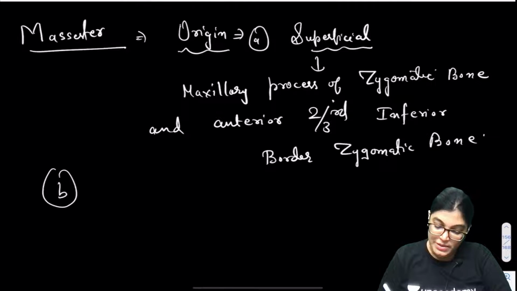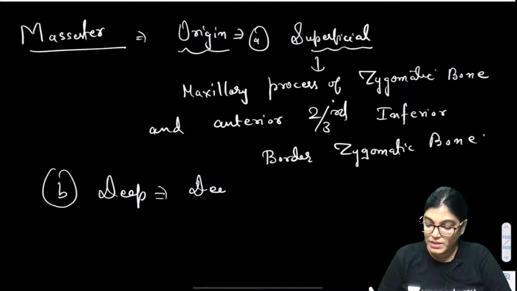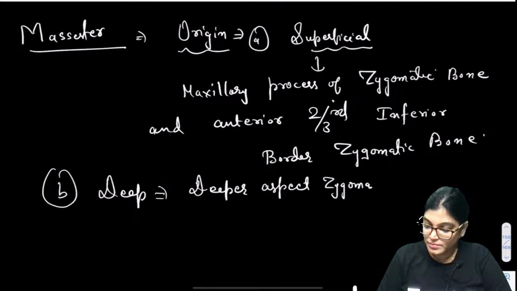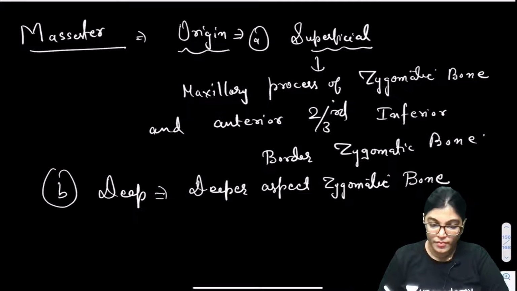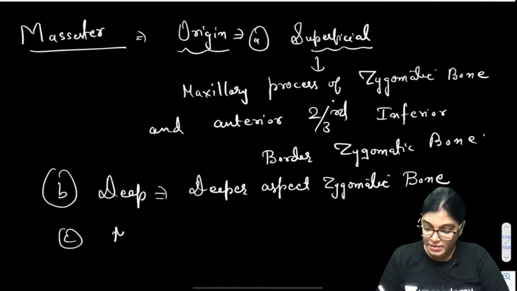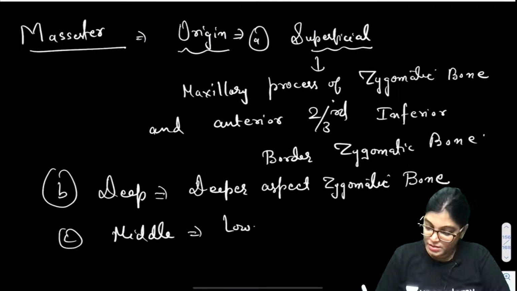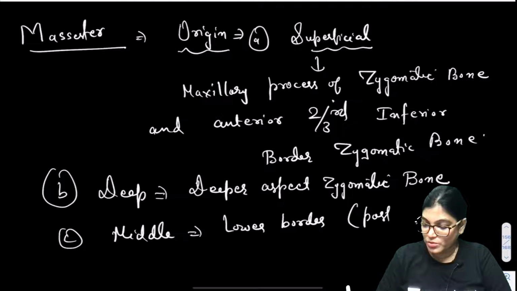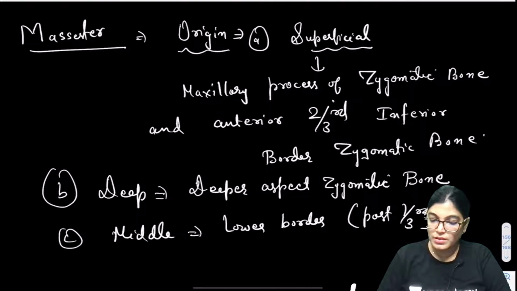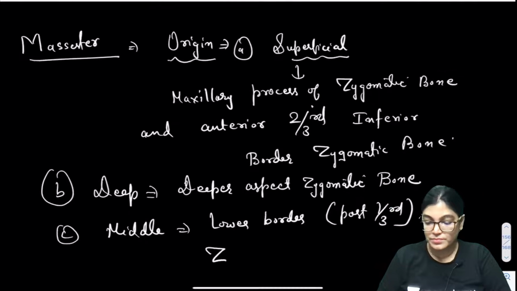Now coming to the deep fibers: the deep fibers of the masseter muscle originate from the deeper aspect of the zygomatic bone, and the middle fibers originate from the lower border of the posterior 1/3 of the zygomatic bone.